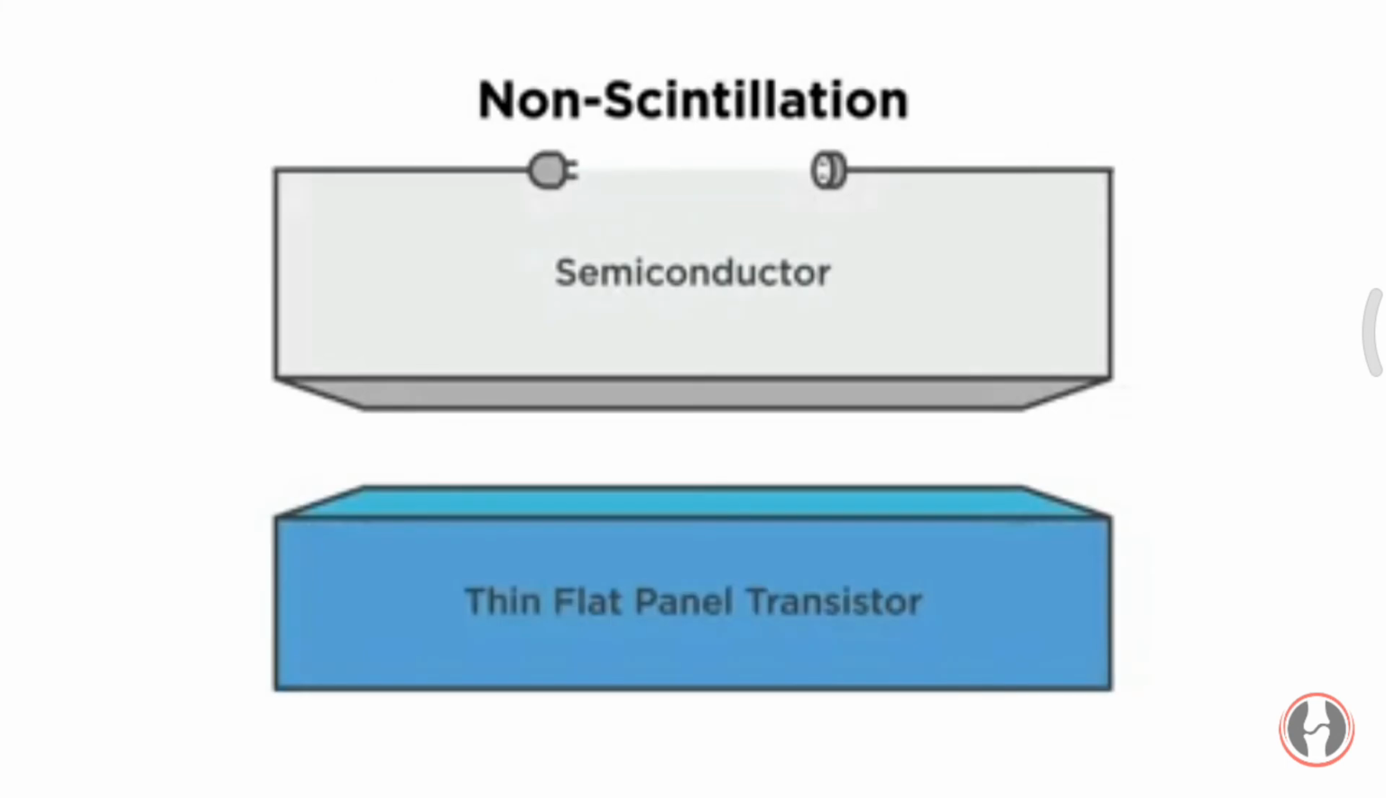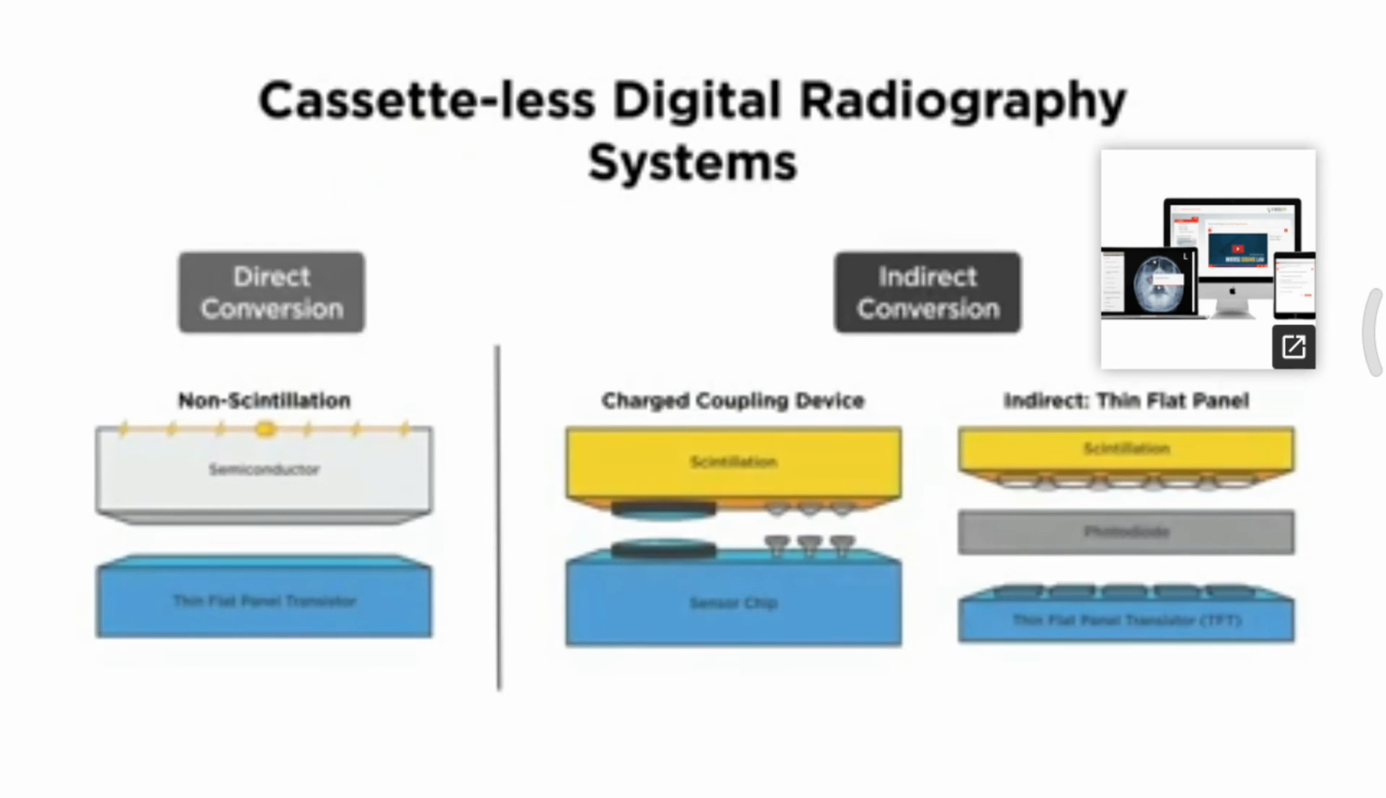The final cassetteless digital radiography system is the direct conversion radiography system, or non-scintillation system. This system is comprised of an amorphous selenium-based semiconductor and a TFT. This system works by applying a high voltage charge to the top surface nanoseconds before the X-ray exposure is made. The interaction between the incident X-ray photons and the high voltage charge causes the selenium atoms to release their electrons, which are then able to be collected and processed by the TFT layer. This final image gives a visual illustration of each type of cassetteless digital radiography system.